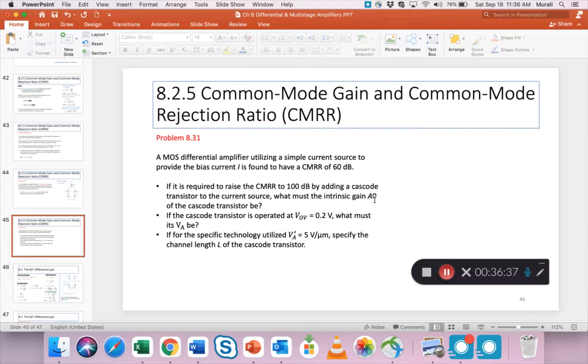Remember, AO is just output voltage by input voltage without the load. I think, yeah, that's what it is. So what should that be? If the cascode transistor is operated at a VOV of 2.2 volts, what must its early voltage, VA, be? If for the specific technology utilized, VA prime is given, then once you know VA, you know that VA and VAL are connected through that formula, VA equals VA prime times L. And you can easily find the L of the transistor.